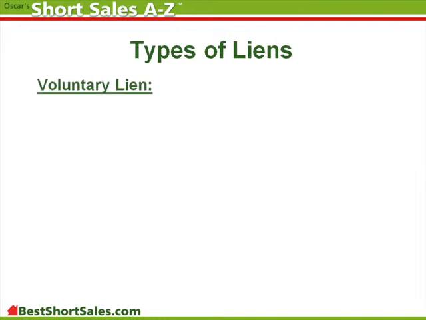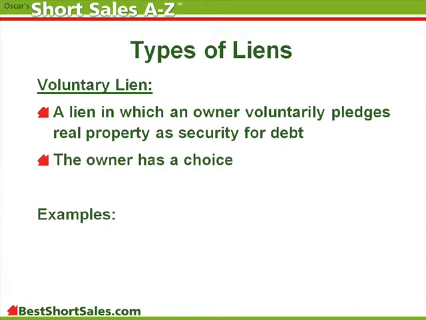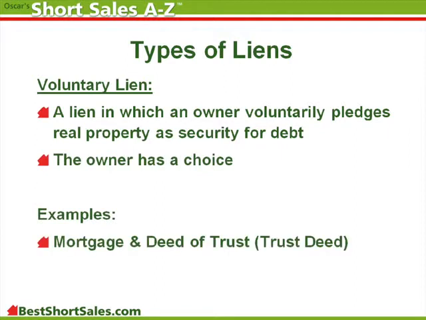Voluntary lien. A voluntary lien is a lien in which an owner voluntarily pledges real property as debt security. The owner has a choice. He voluntarily elects to have a lien on the property. Examples of voluntary liens are mortgages and deeds of trust.